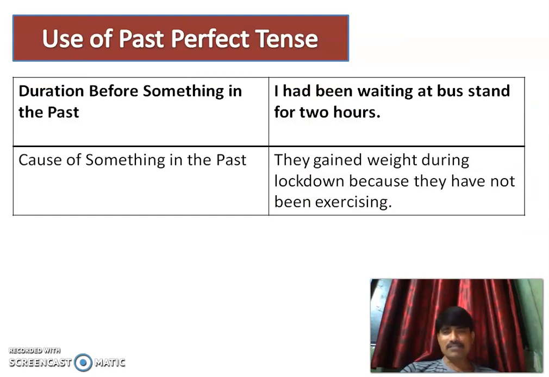Now, use of past perfect tense and past perfect continuous tense. Duration before something, like I had been waiting at the bus stand for 2 hours. They gained weight during lockdown because they had not been exercising. Actually here it has to be had, because we are talking about past perfect tense. So please make sure that we are using or assuming had over here.